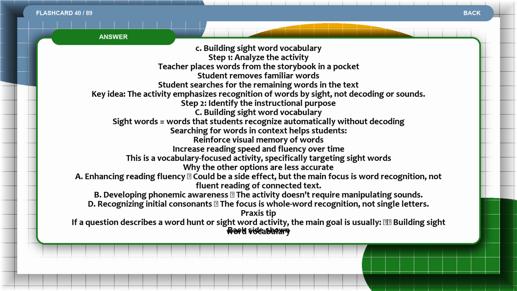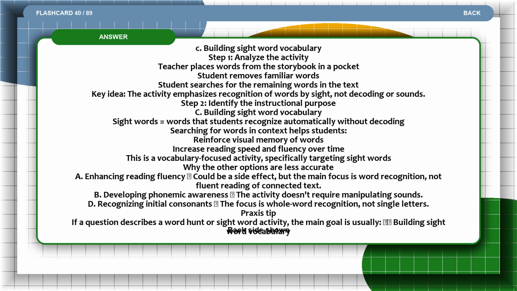Step 2. Identify the instructional purpose. C. Building sight word vocabulary. Sight words equals words that students recognize automatically without decoding. Searching for words in context helps students reinforce visual memory of words, increase reading speed and fluency over time. This is a vocabulary-focused activity, specifically targeting sight words.